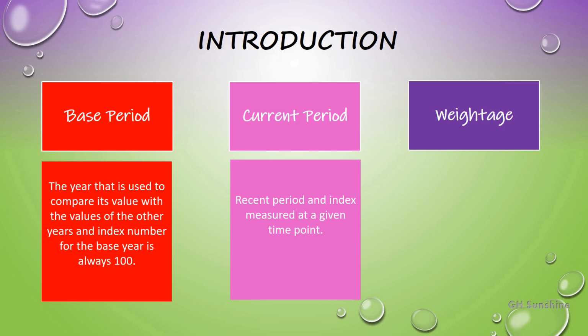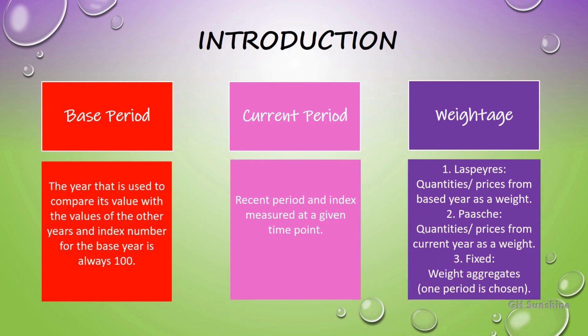And third one is weightage. There are three types of weightage. First one is Laspeyres, means quantity or price from base year as a weight. Second is Paasche, which is quantity or price from current year as a weight. And last one, fixed, which means that weight aggregate, means one period is chosen.